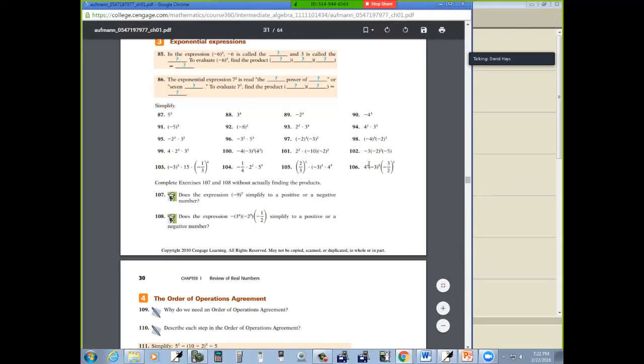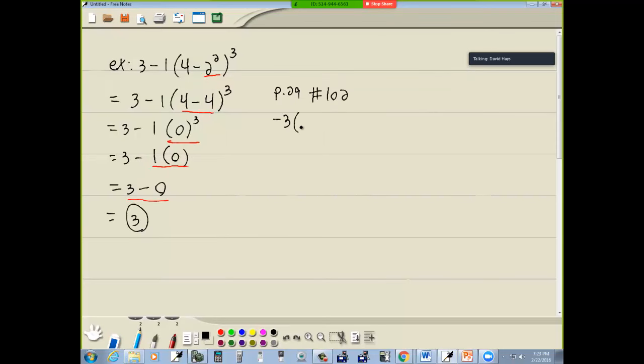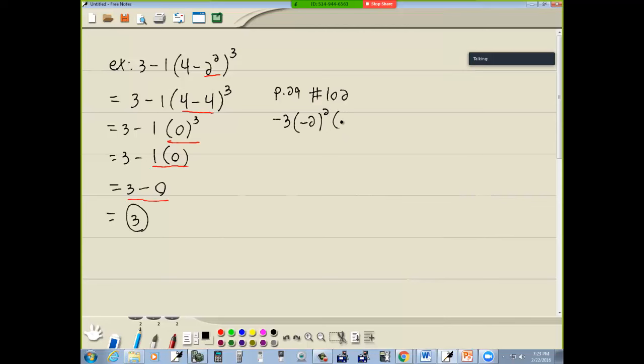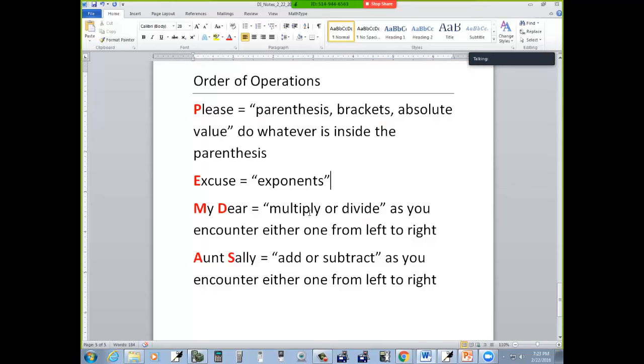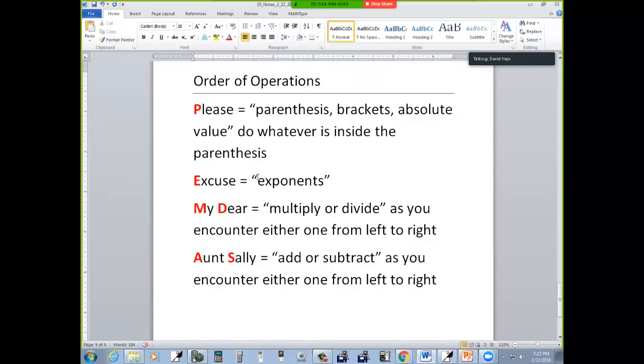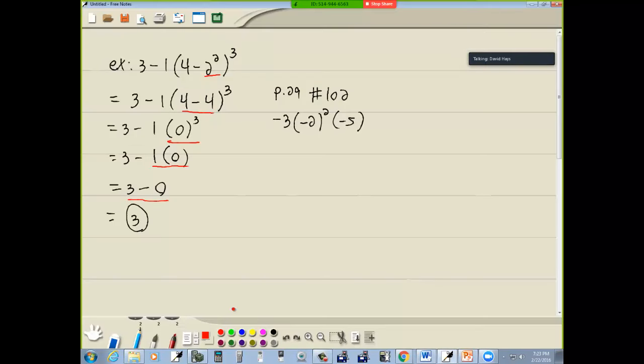Then 102, then we got negative 3 times negative 2 squared times negative 5. Please do what's inside the parentheses. Well, if you look at this, there's nothing to do inside the parentheses. There's just a negative 2 here and a negative 5 here. So then, excuse exponents. Well, I do have an exponent, this one right here. And remember, exponent only affects what's to its immediate left.